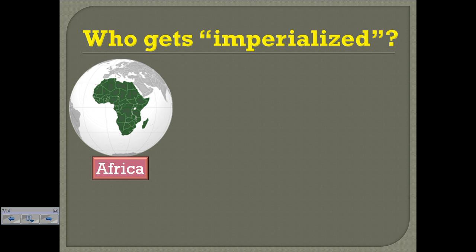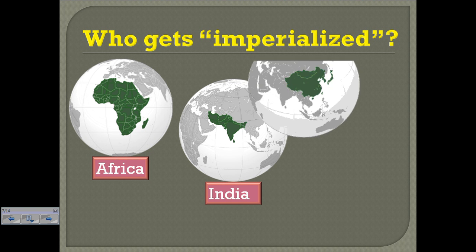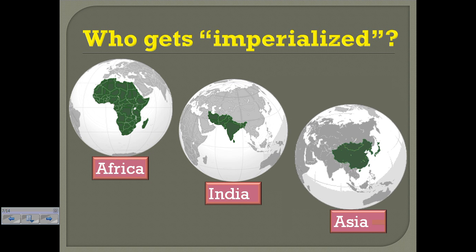So we're going to spend a little bit of time talking about Africa. Next, we're going to take a look at India, the British East India Company, and how India is affected by imperialism. And lastly, we're going to talk about Asian imperialism, how Europeans try to dominate the Chinese culture. China, which has been pretty isolated for much of its existence, now comes into play.